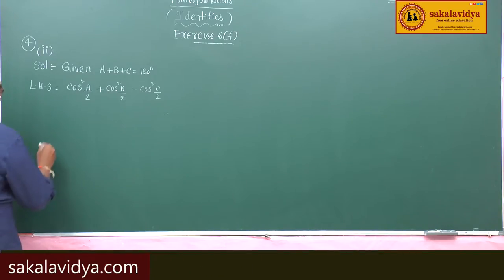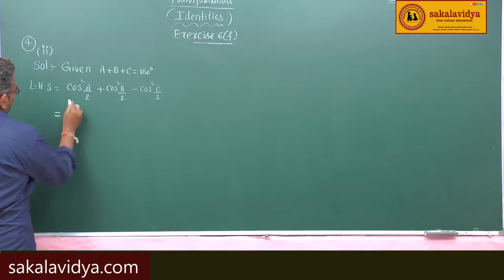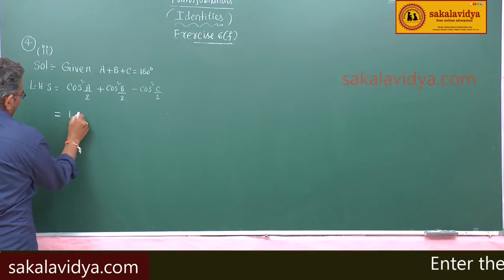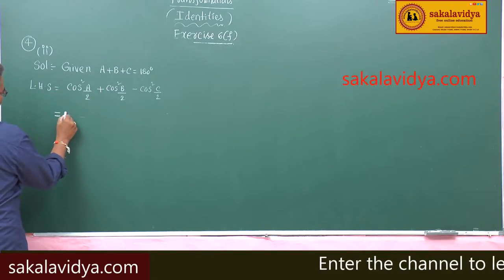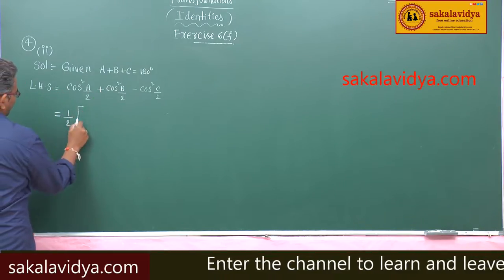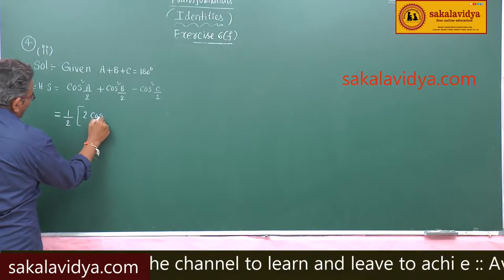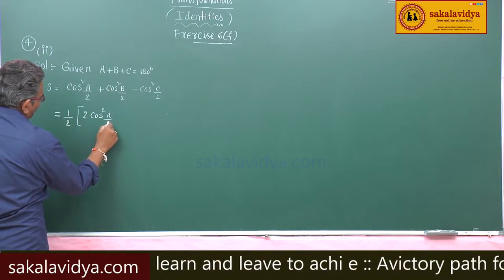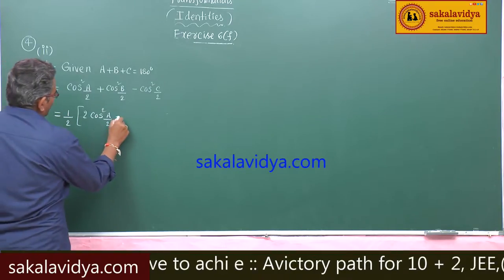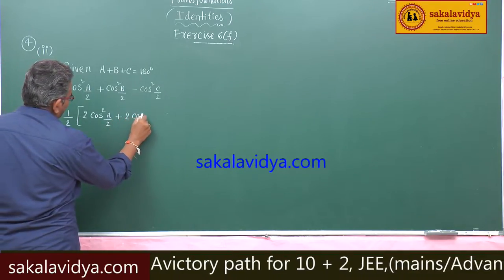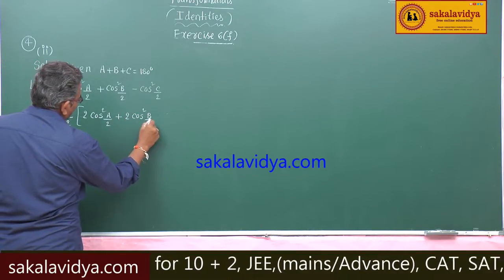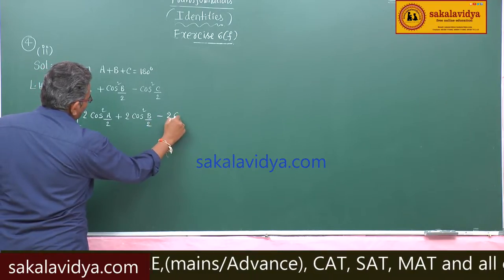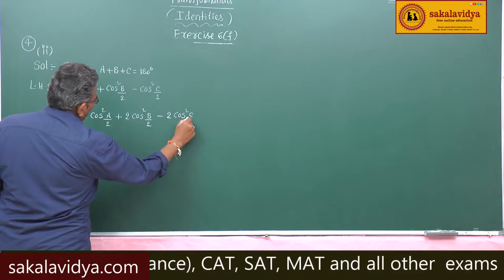Now this we can write by multiplying and dividing by 2: 1 by 2 into 2 cos square A by 2 plus 2 cos square B by 2 minus 2 cos square C by 2.